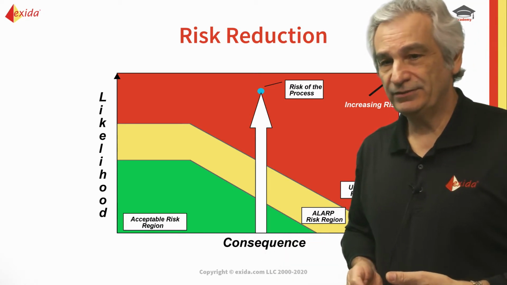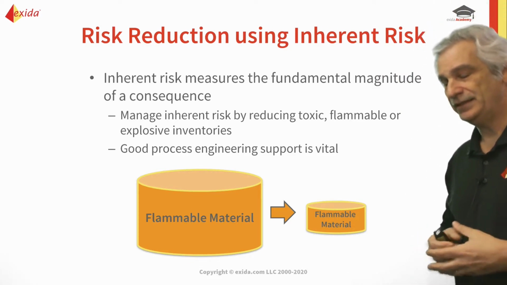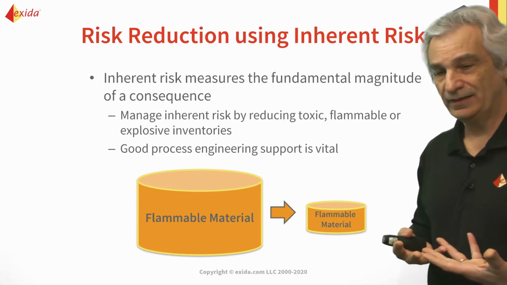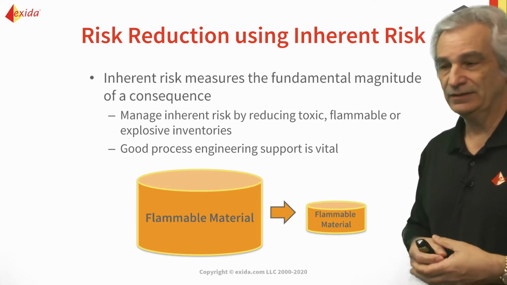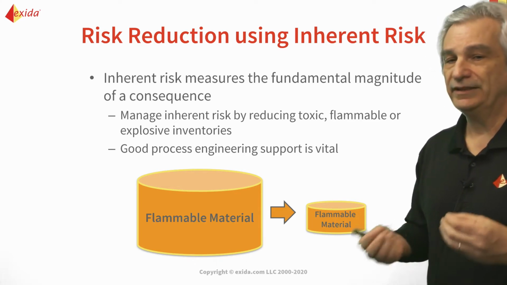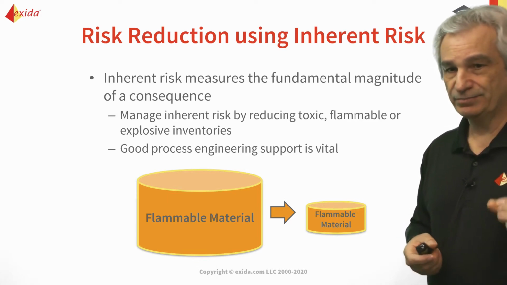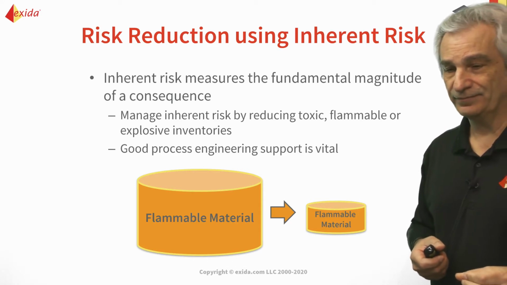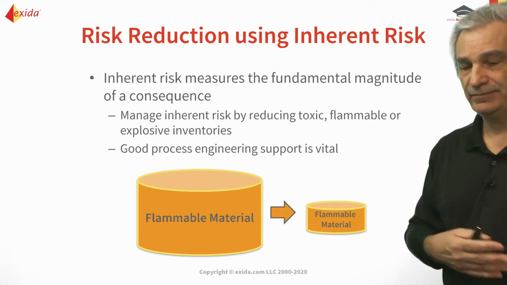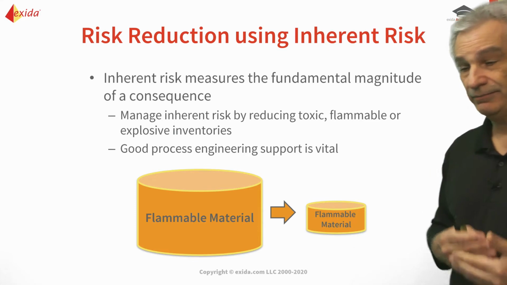Well, the first thing we can do is look at our inventories. So again, if we don't need to store a large amount of the material on site because we're doing batches, or we don't necessarily need a lot of the material, then we can manage it by keeping smaller inventories. But of course, as it says there, good process engineering support is vital, so that you have sufficient quantities of material to be able to keep your manufacturing process going. But how we store the material is very important.